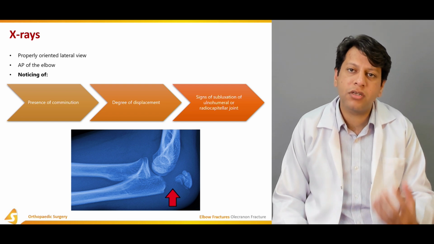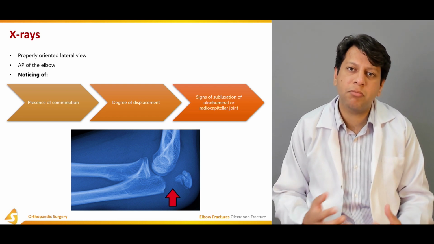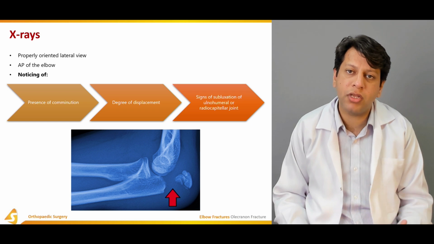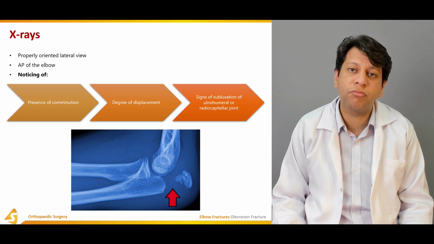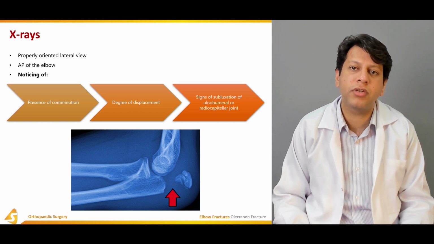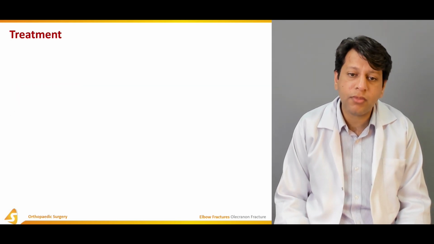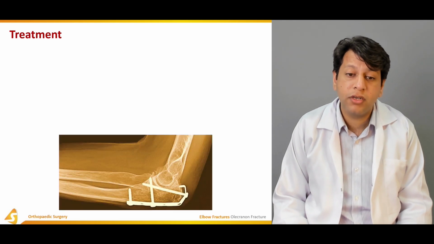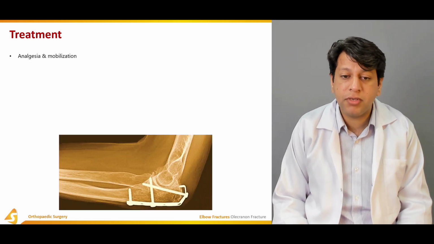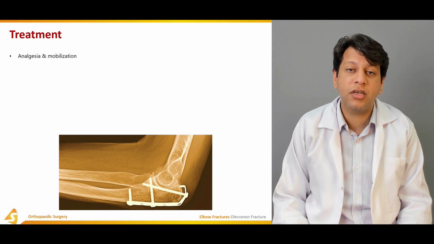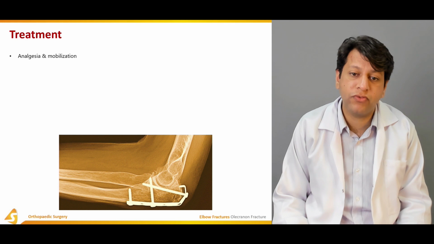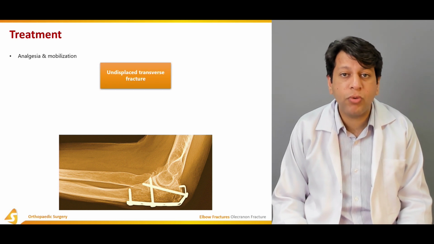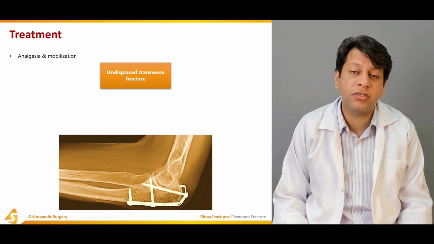Subluxation is also important, because if there is a subluxed joint or a displaced joint in the form of dislocation, that means the soft tissue injury is also massive, and that has to be taken into account when you're treating the patient. Now coming to the treatment. Treatment initially is analgesia, to make the patient pain free, and immobilization in the form of a sling.